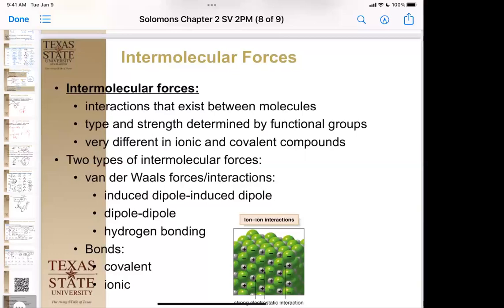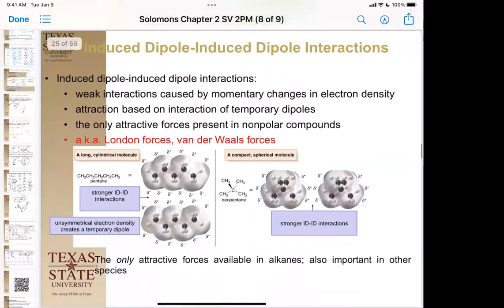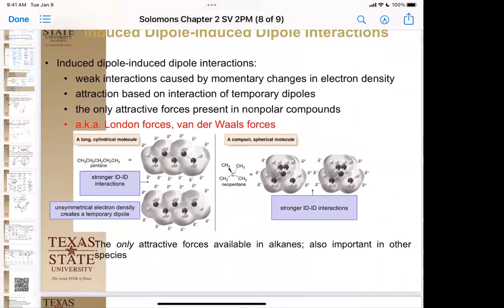Okay. So these intermolecular forces are kind of important because it tells us, number one, will this dissolve in this? If they have similar interactions, they might dissolve. Where will this melt? If it has very poor interactions, it's going to melt very low. If it has very strong interactions, it's going to melt very high or boil very high. Okay, so we need to pay attention to that.